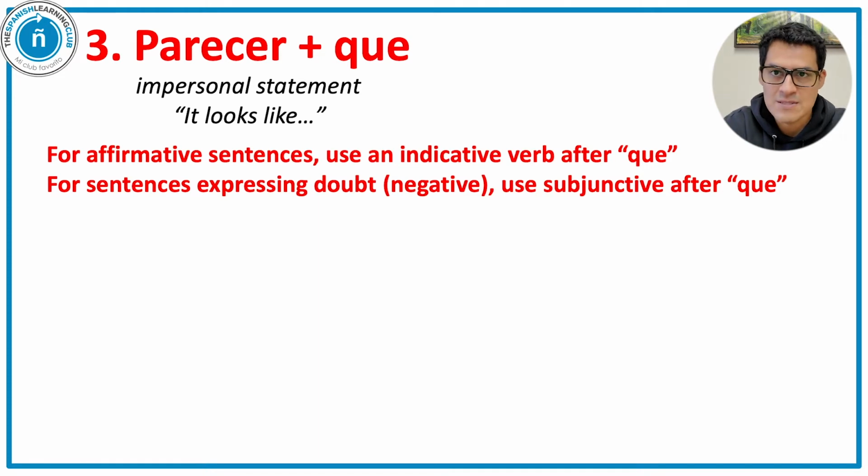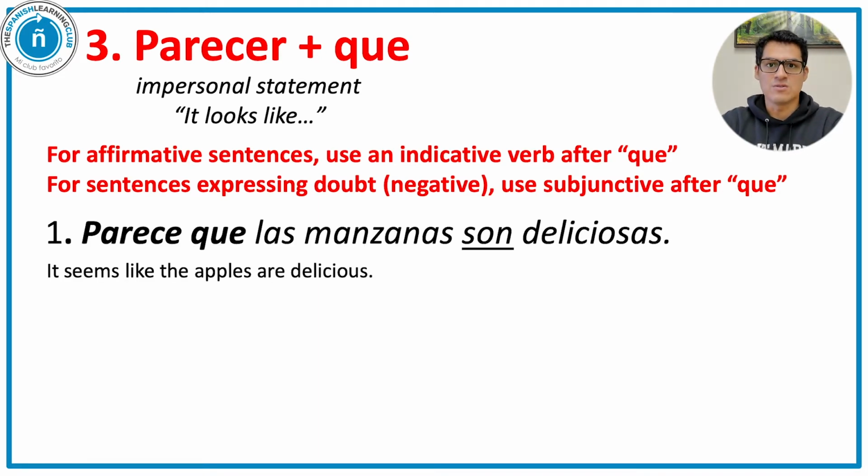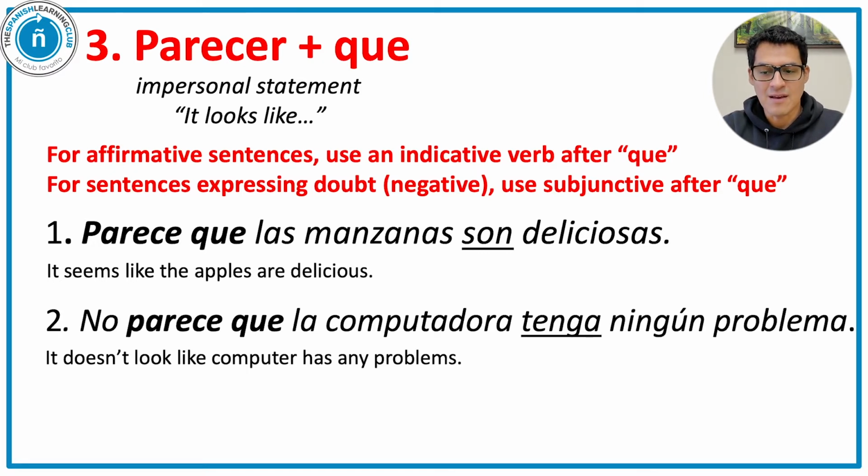On the other hand, no parece que does trigger the subjunctive, because it is a sentence expressing doubt rather than certainty. For example, parece que las manzanas son deliciosas. No parece que la computadora tenga ningún problema. Here we have a negative sentence. So, tenga will be subjunctive conjugation. Like I said, negative parece que triggers the subjunctive.